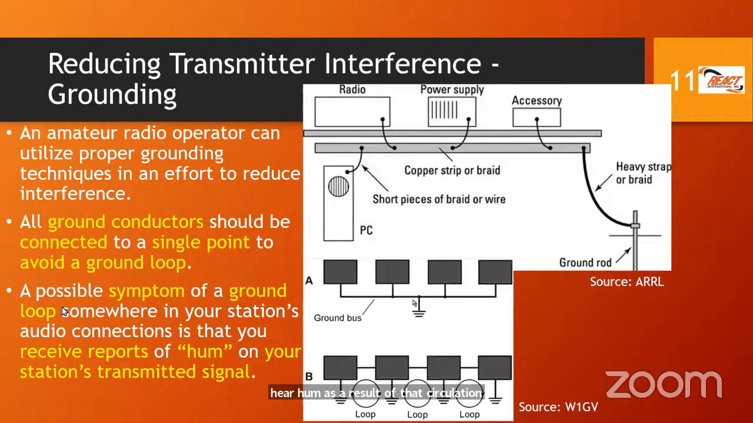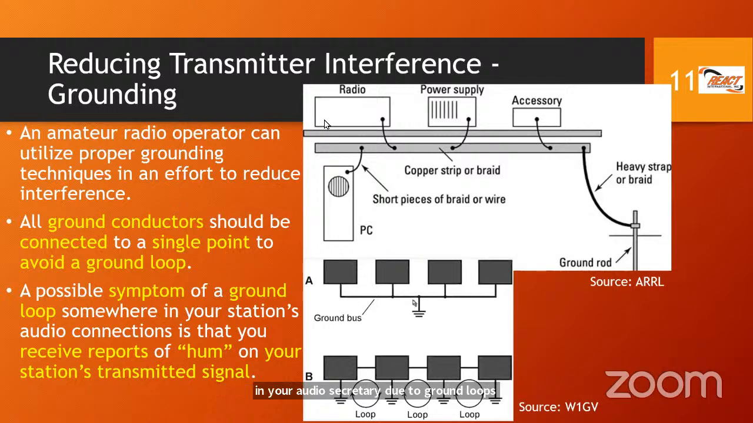Also, another exam question, a possible symptom of a ground loop, which is this, is that in your station audio connection, you can receive reports of hum on your station transmitted signal. So your receiver may hear hum, and also if you are transmitting, the other amateur radio operator will say, you know, you're sounding okay, but there's a slight hum in your transmission. It could be a loud hum maybe. That hum could be generated in your audio circuitry due to ground loops.